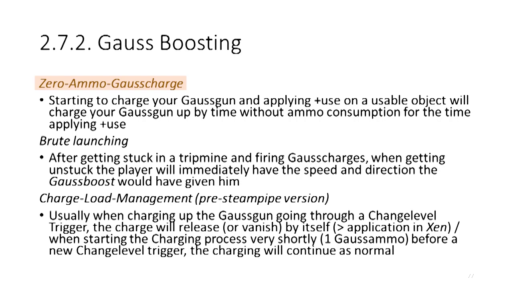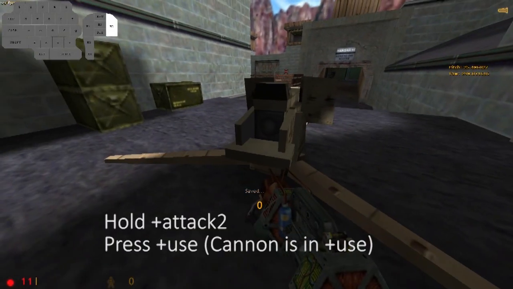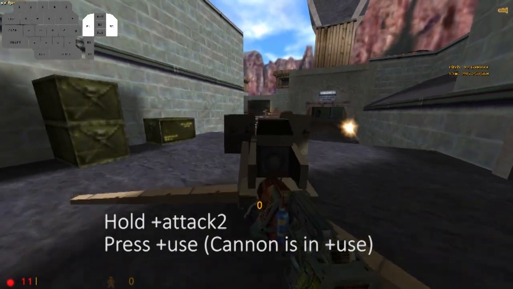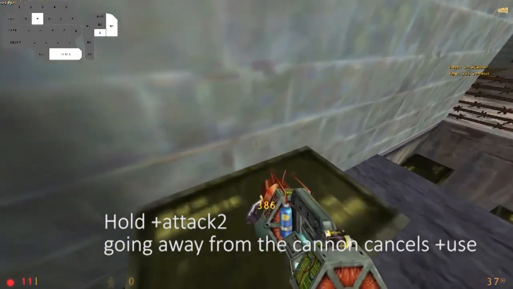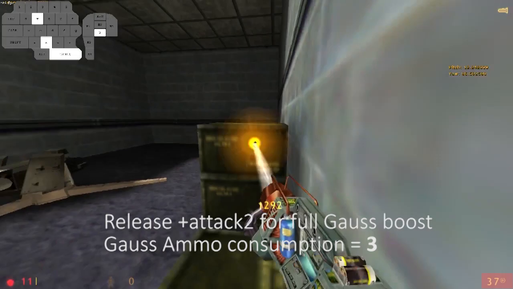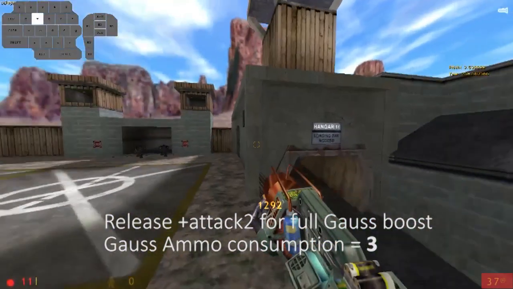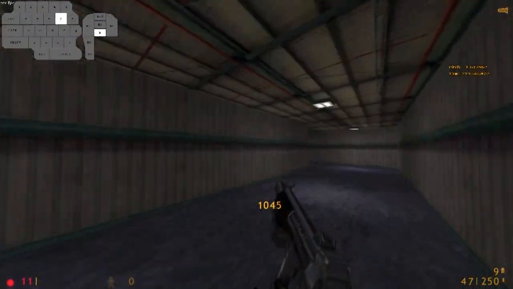With the Zero-Ammo-Gausscharge glitch, you start charging up the Gauss gun and apply plus use to a usable object. Because the Gauss charging is not registered during applying plus use, you can charge the Gauss gun without ammo consumption and still get a full Gauss boost.